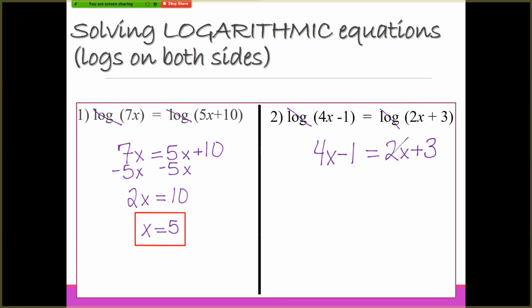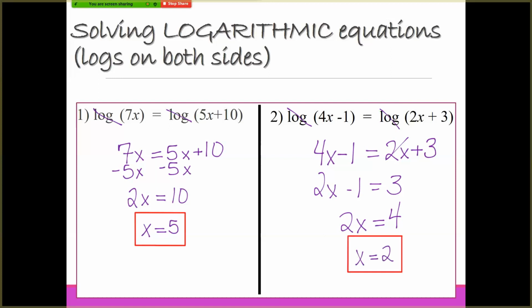So subtract 2x from both sides. Add 1 to both sides. And then we're going to divide by 2 to get our answer of x equals 2. So pretty easy to see why those are my favorite. We don't really have to do anything with the logs after we cancel them out.